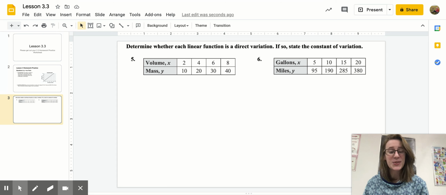Hi guys, this is going to be a hopefully very short video. We're going to be talking about direct variation today and kind of getting almost to where we do slope. We're going to talk about slope in the next lesson.